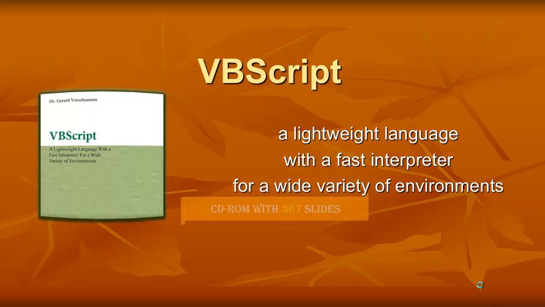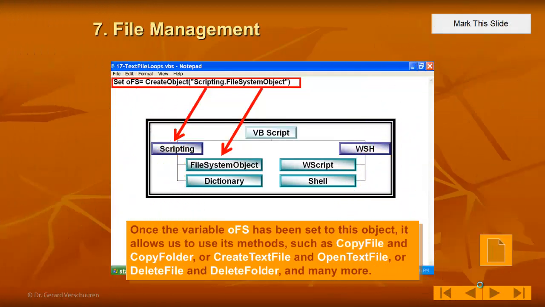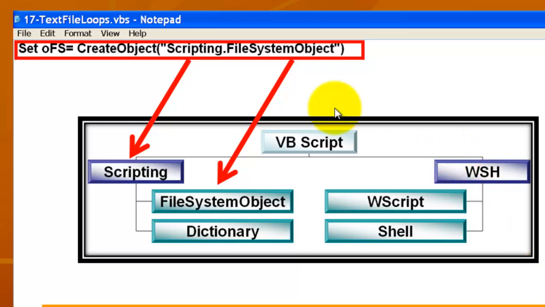As I told you, this CD-ROM will tell you how to do all of this. It gives you 367 slides. How do you start and create code in VBScript? Notice that we are using Notepad in order to create them. And we save files with an extension VBS, Visual Basic Script. All you have to do is type in Notepad your first line of code.